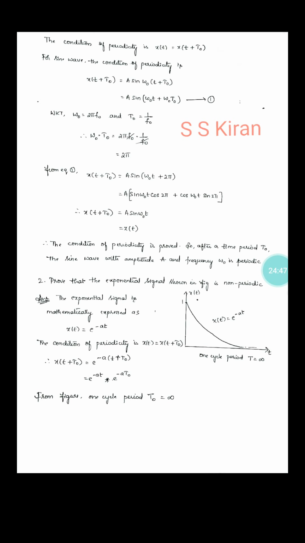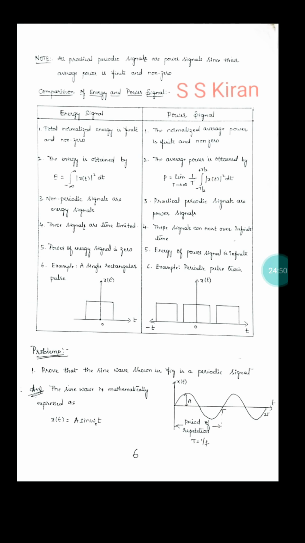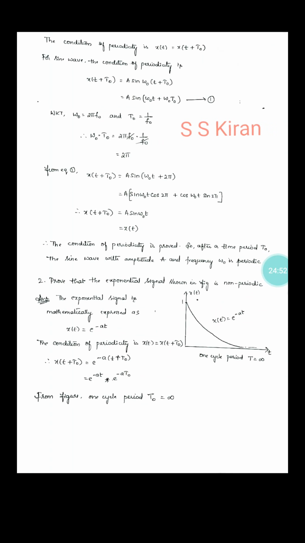Then x(t plus T naught): the given function A sin omega naught t is converted into A sin omega naught (t plus T naught). The angular frequency omega naught is equal to 2 pi f naught. T naught is equal to 1 by frequency, so substitute T naught as 1 by f naught. Then omega naught times T naught is equal to 2 pi f naught times 1 by f naught, which is only 2 pi. Substitute this into the expression: A sin (omega naught t plus 2 pi).